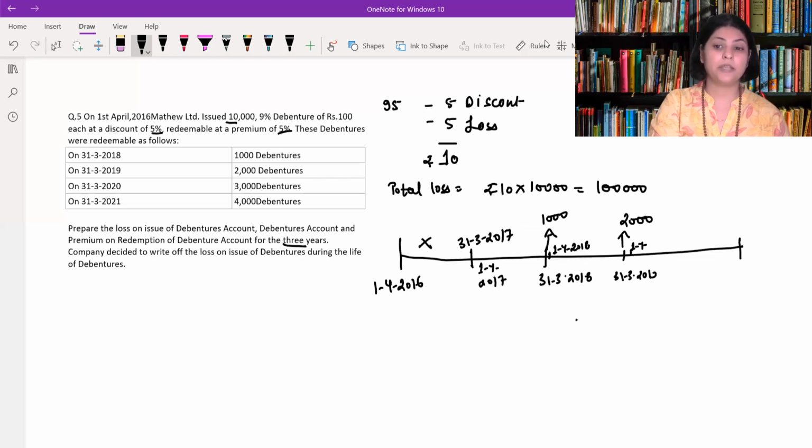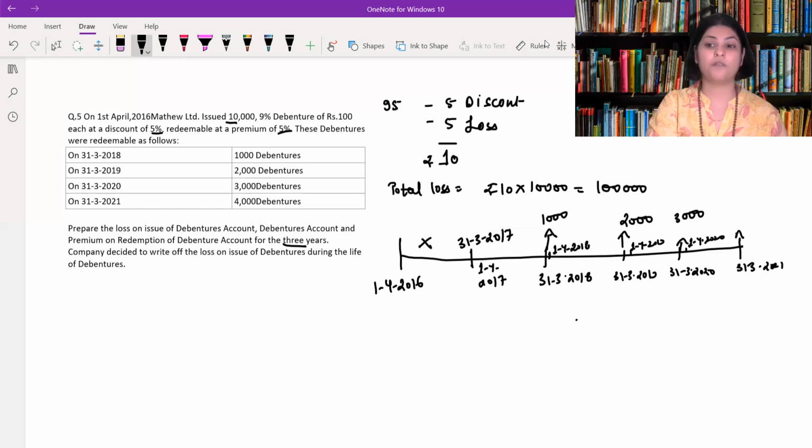Now from 1st April 2019 to 31st of March 2020, nothing happened. But on 31st of March 2020, again company redeemed. And how many debentures are redeemed? 3,000 debentures are redeemed. Now again, a new financial year is starting from 1st April 2020, which is finishing at 31st of March 2021. And on this date, company has redeemed the remaining debentures of 4,000. Okay, now only 4,000 debentures were outstanding, and these debentures are also redeemed on this date. So this is the whole timeline. You don't have to make it. It is just for your understanding.